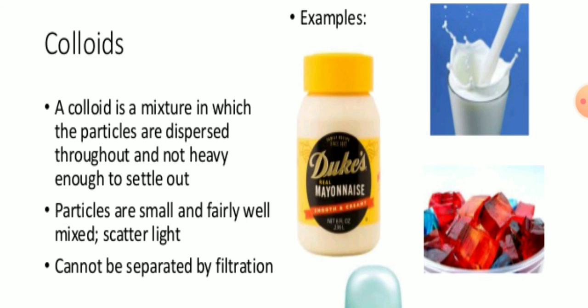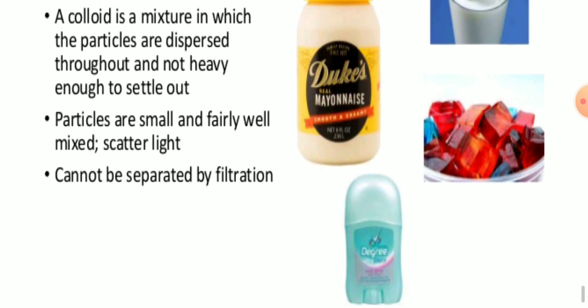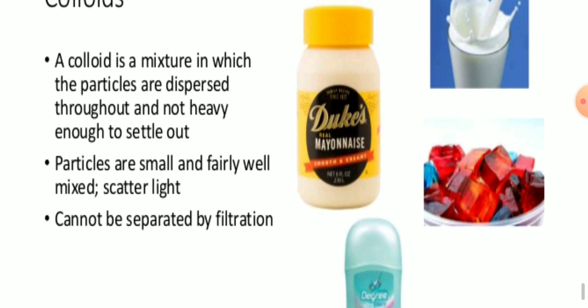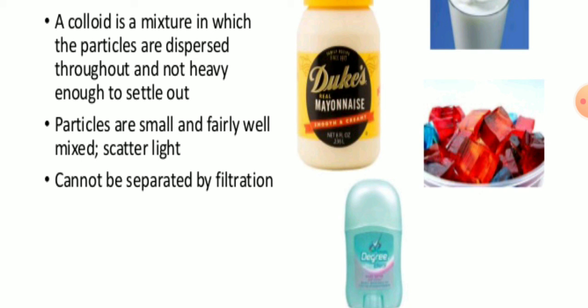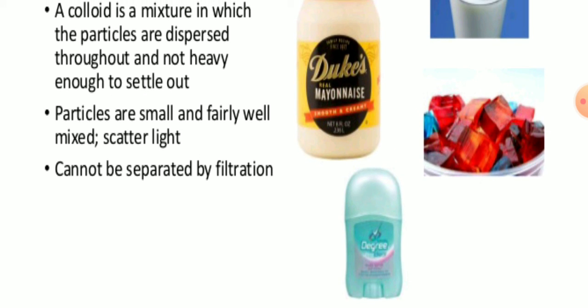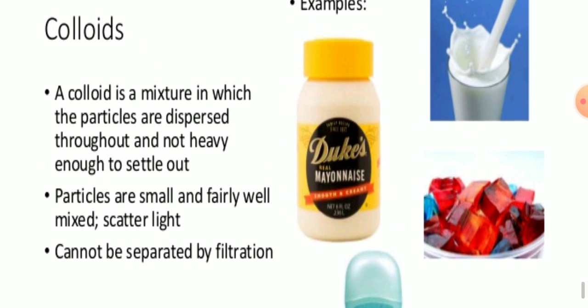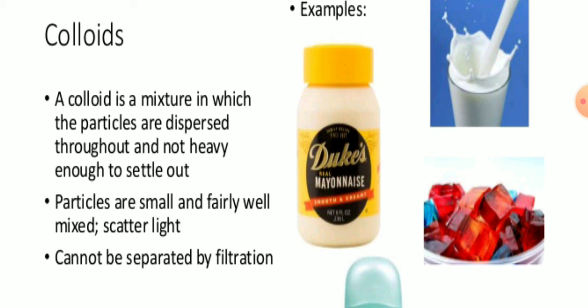Examples of colloids: milk, honey, detergent, shampoo. These are colloids. You can see the examples are given here. So mixtures are of three types: colloid, suspension and true solution. You have to remember the properties of colloid, suspension and solution with the examples.